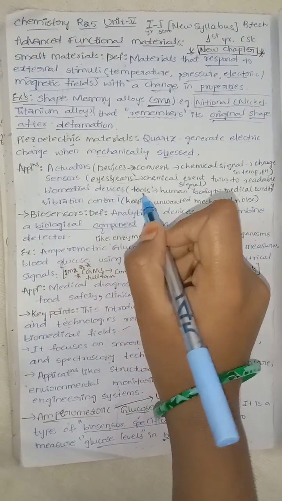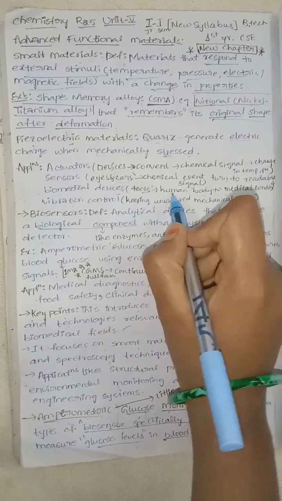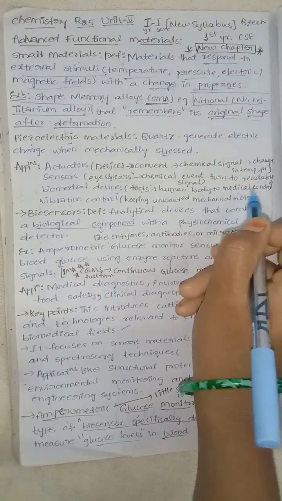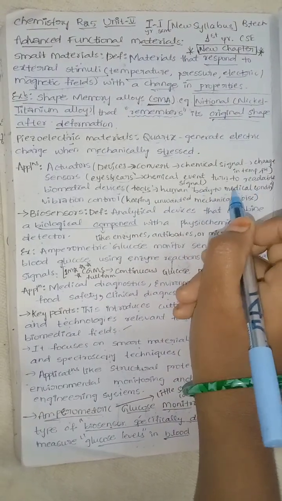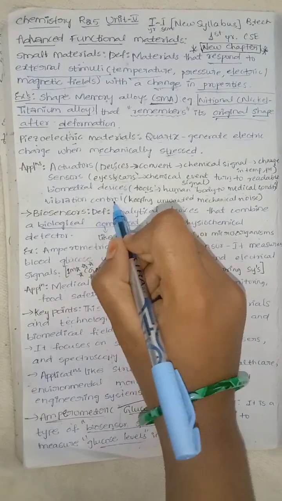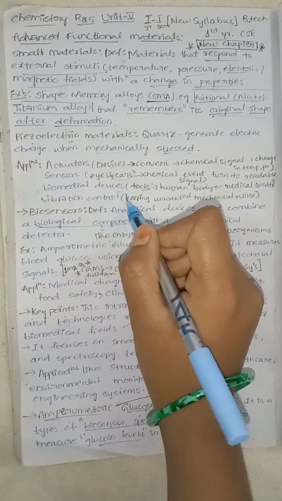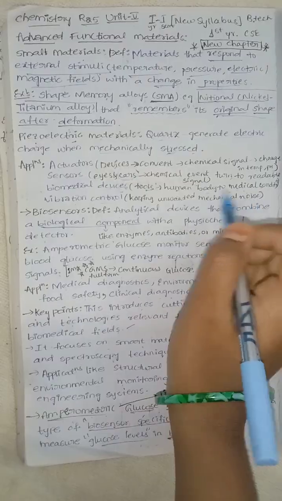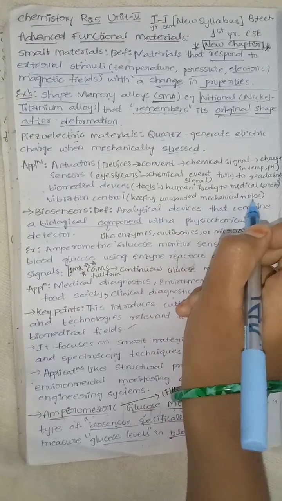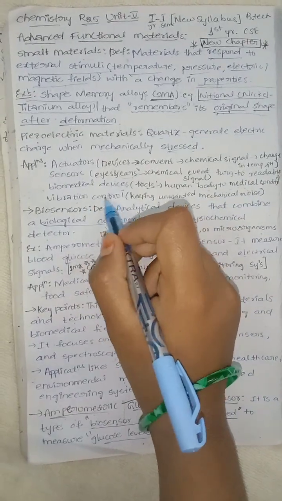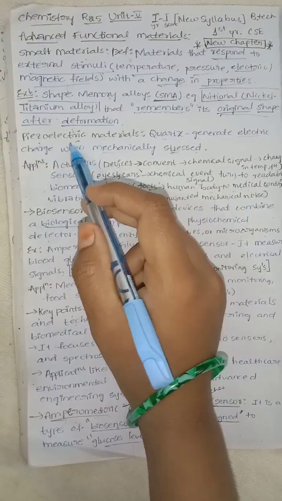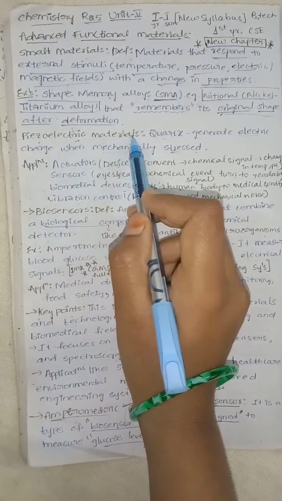Biomedical devices are tools for checking medical condition, how the person's health is. Vibration control means reducing disturbance or mechanical noise. Keeping unwanted mechanical noise down is known as vibration control. These are the applications we get by using this concept.